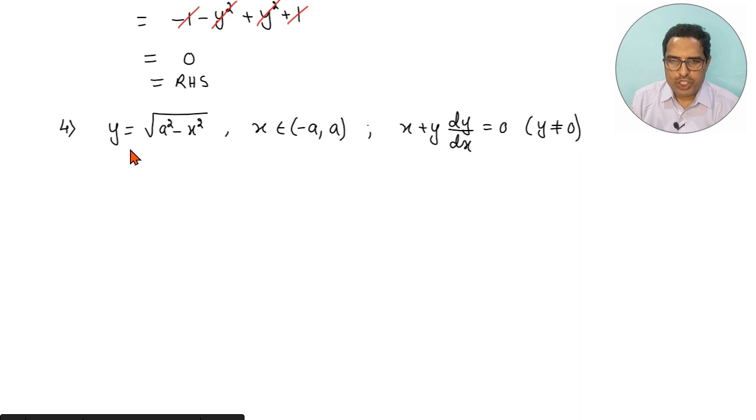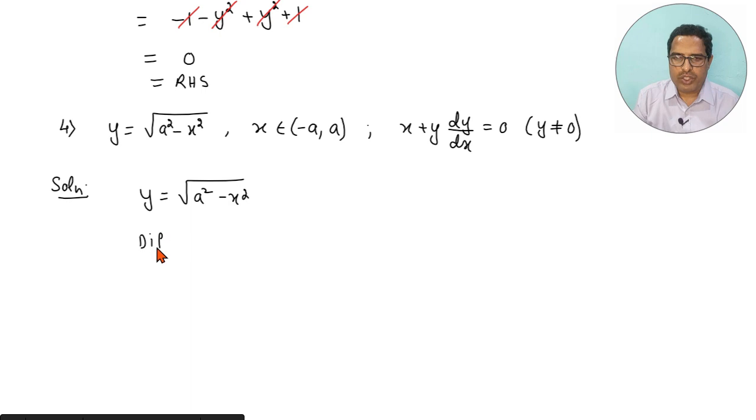So, the next question is y is equals to square root of a square minus of x square, x belongs to minus a comma plus a. And the given differential equation is x plus y into dy by dx is equals to 0, provided that the value of y is not equals to 0.